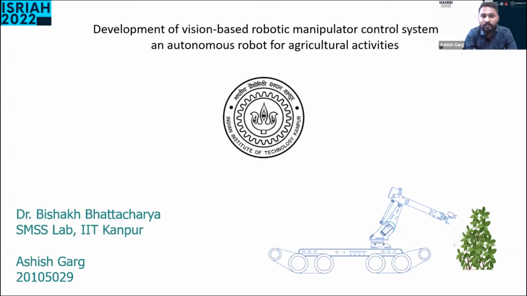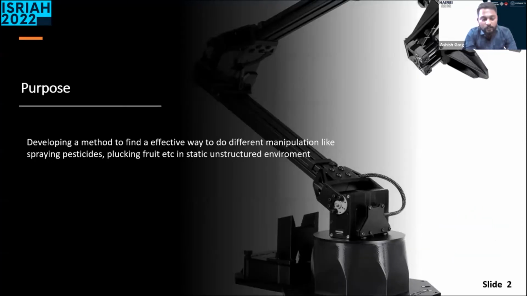I'm an MTech student working on an agrotech project. My work is to develop a vision-based robotic manipulator control for autonomous robotics for agriculture activities. My study proposes an optimized method for finding a vision-based control system for a 5 degree of freedom manipulator, to efficiently do localized tasks like spraying pesticide and plucking fruits in a static, unstructured environment.